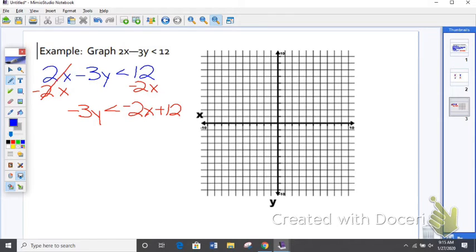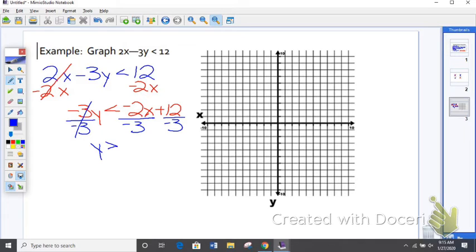Then what will my next step be? I'm going to divide everything by negative 3 with the y. Negative 3 divided by negative 3 becomes positive, so I just have my y. If I'm dividing by a negative 3, do I keep my sign or flip it? I need to flip it.